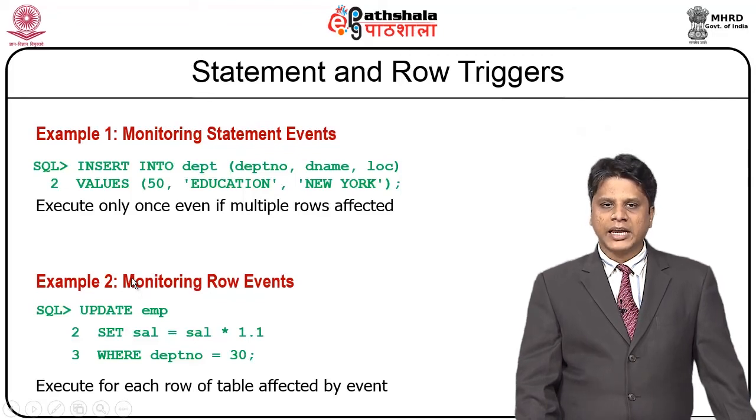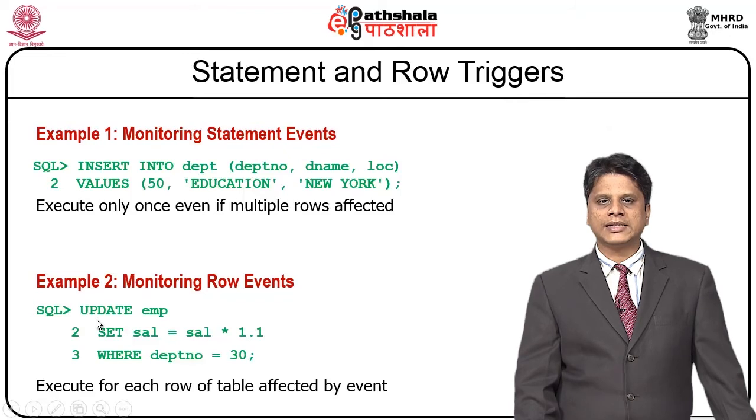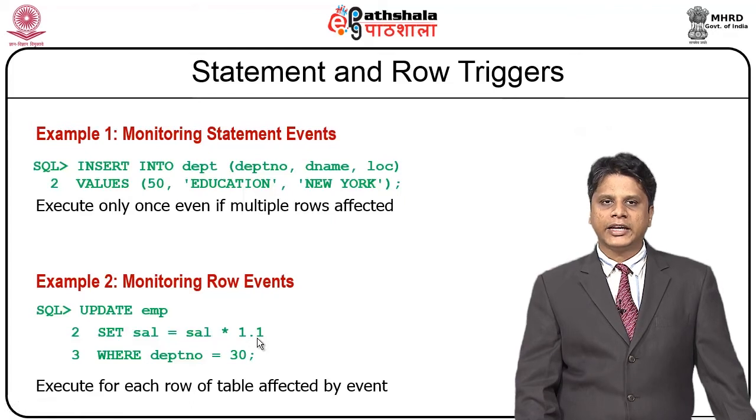Whereas, in the case of a row level trigger, for monitoring row events, in the same SQL command prompt I say update employee set salary equal to salary times 1.1. That means I am updating the salary of every employee available in the entire relation called the EMP relation.